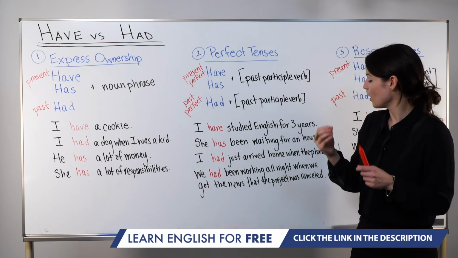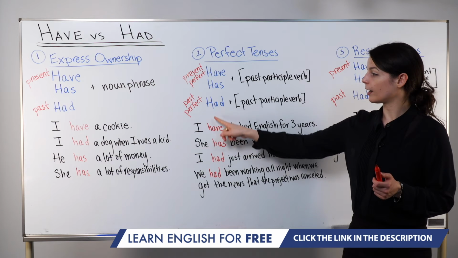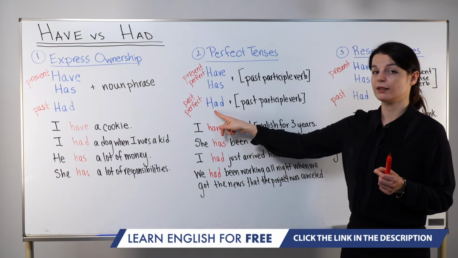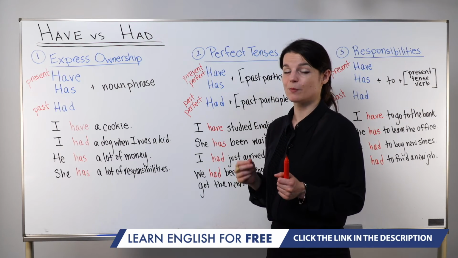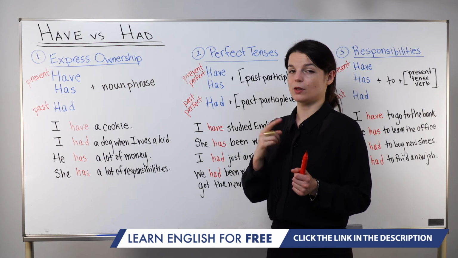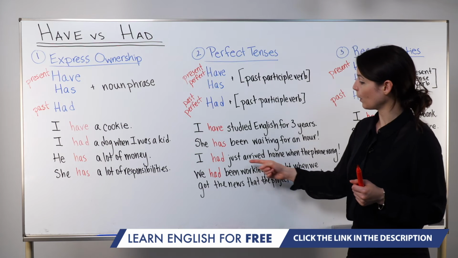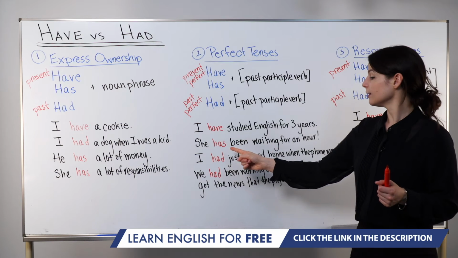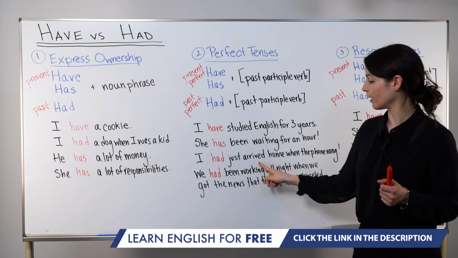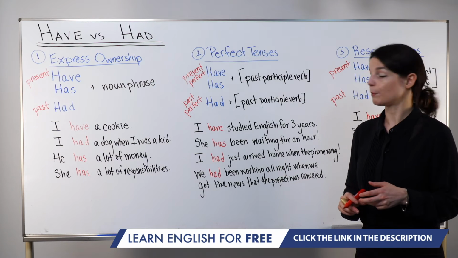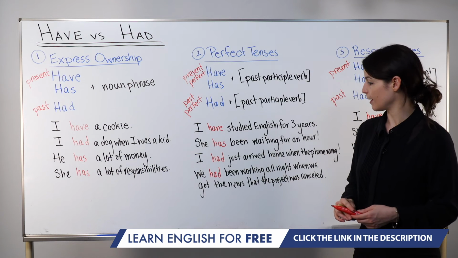I had just arrived home when the phone rang. So "had" is used here because this is a past situation. I had just arrived home when the phone rang, so in the moment after that, very quickly. I use "just" before the past participle verb "arrived." Arrived is the past participle form of the verb arrive. I can use "just" to modify that.